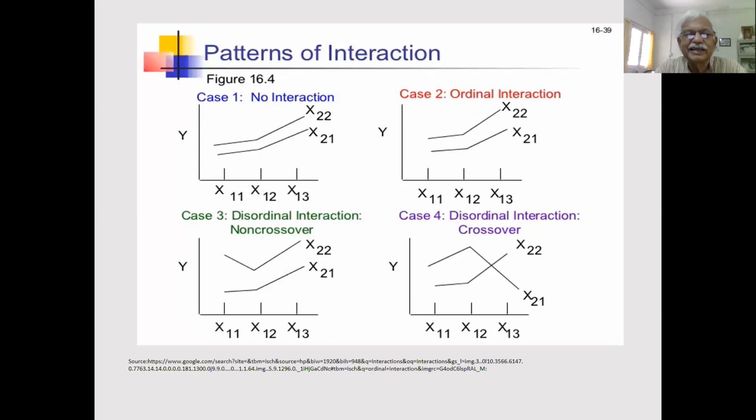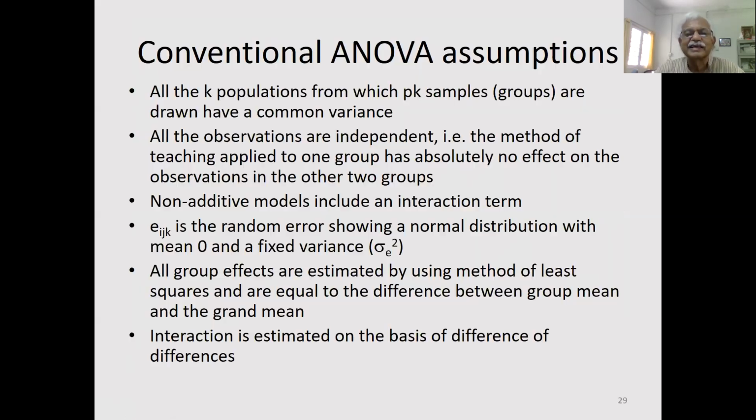Various types of interactions are possible. There is interaction when the slopes are different, there are interactions when the directions are different, there may be crossover or non-crossover interaction. So the idea is that if patterns of the means of the dependent variable for any one variable are different for different categories of the other variable, then there is interaction.